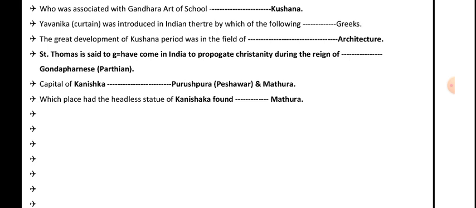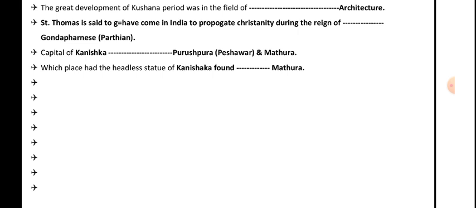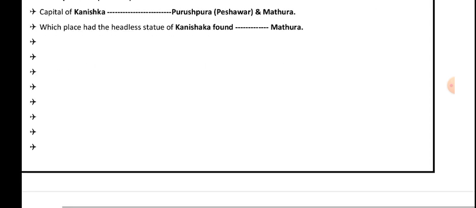Kushana. Yavanika curtain was introduced in Indian theatre by which of the following? Greeks. The great development of the Kushana period was in the field of architecture. Saint Thomas is said to have come to India to propagate Christianity during the reign of Gondophares, the Parthian. Saint Thomas, Gondophares. Capitals of Kanishka: Pataliputra, Purushapura, Peshawar and Mathura.